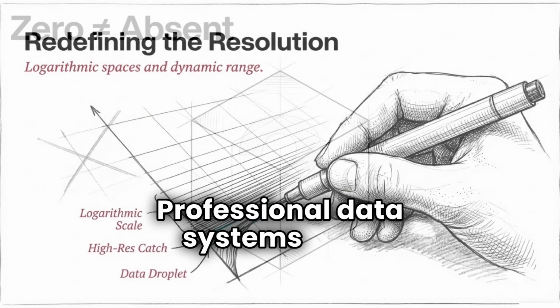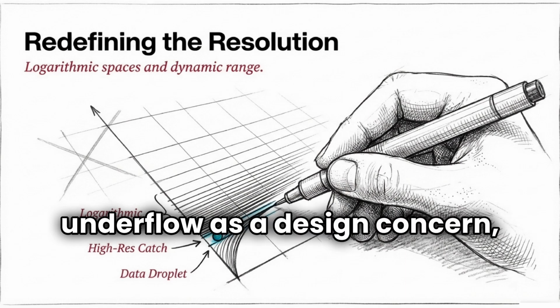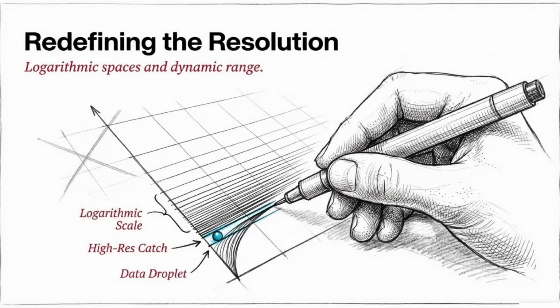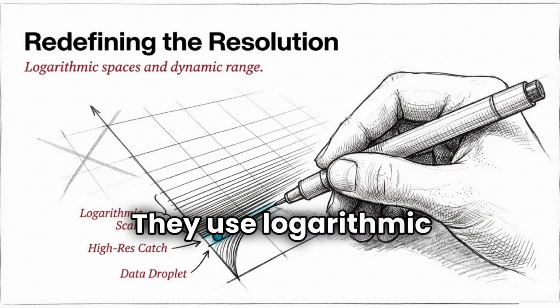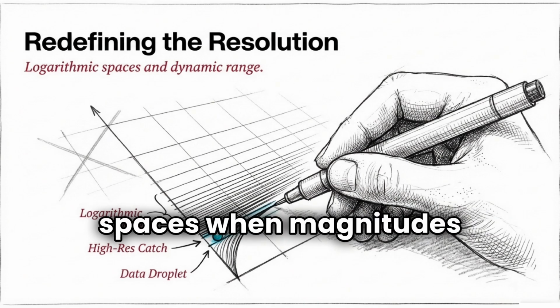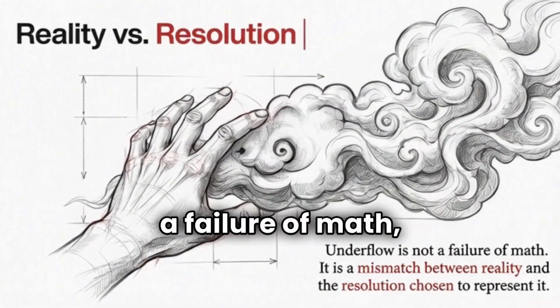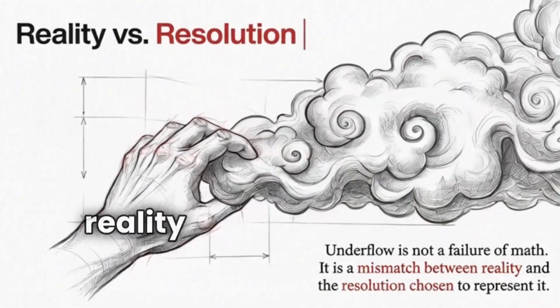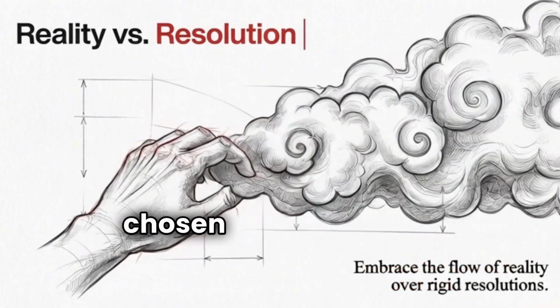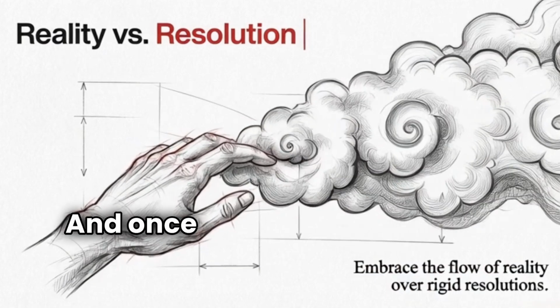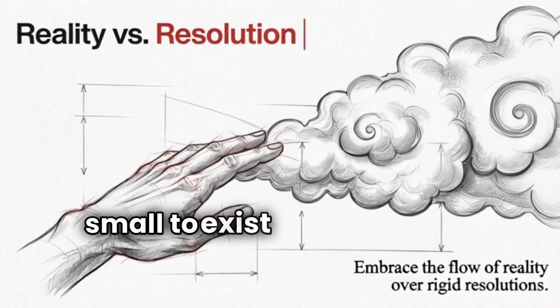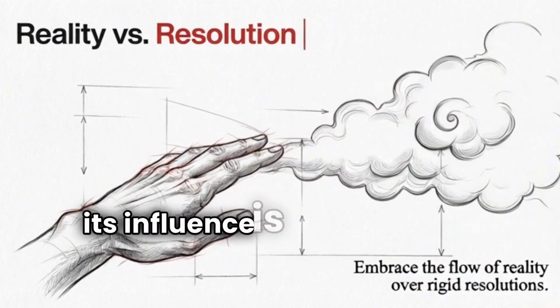Professional data systems treat underflow as a design concern, not a numerical accident. They choose representations with sufficient dynamic range. They rescale values before computation. They use logarithmic spaces when magnitudes span many orders. Because underflow is not a failure of math, it is a mismatch between reality and the resolution chosen to represent it. And once a value becomes too small to exist in the system, its influence is gone forever.